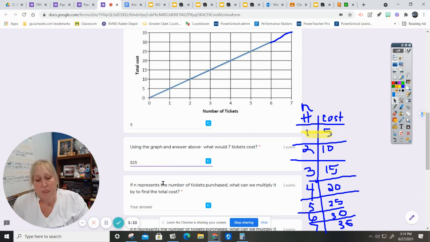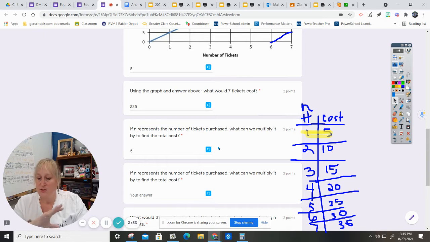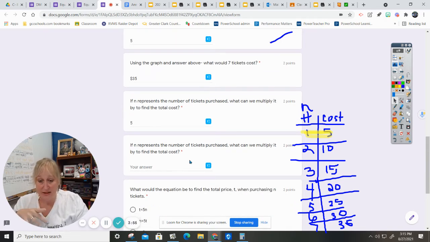$35. If N represents the number of tickets, what can we multiply it by to find the total cost? I think we just figured that out because I took 1 and multiplied it by 5, 2 multiplied by 5. So what we're going to multiply it by is the same. So I want to make sure that I don't have to write that as an equation. And I don't. I do not have to write it as an equation because it didn't ask me that.